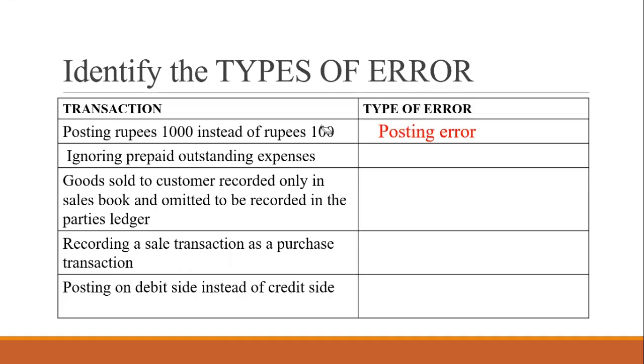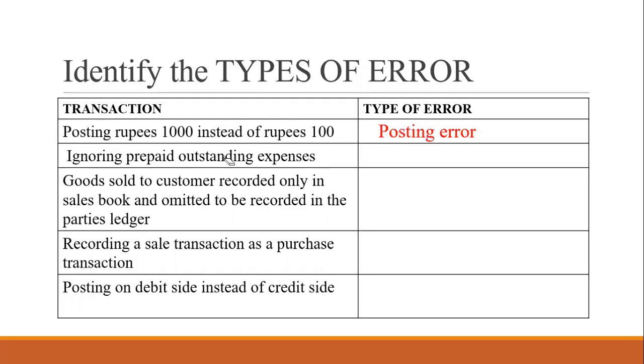Now look here. See, there are two different transactions. One was while calculating, you took 1000 instead of 900. That is called calculating, that was a casting error. Here it is clearly mentioned that while posting, while noting it down, you wrote 1000 instead of 100. Casting errors mean by totaling or by calculating. If you made a mistake in calculating, it is called a casting error. If you made a mistake by posting, then it is a posting error.